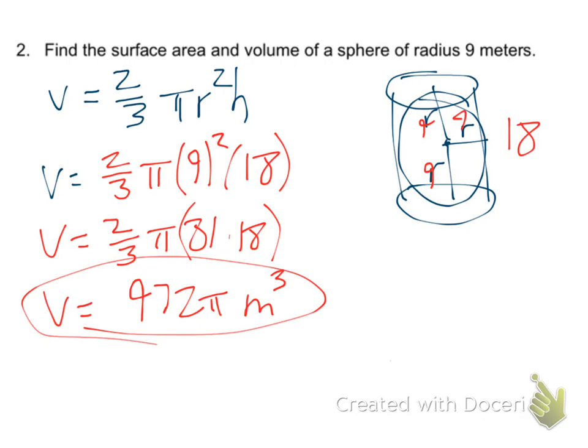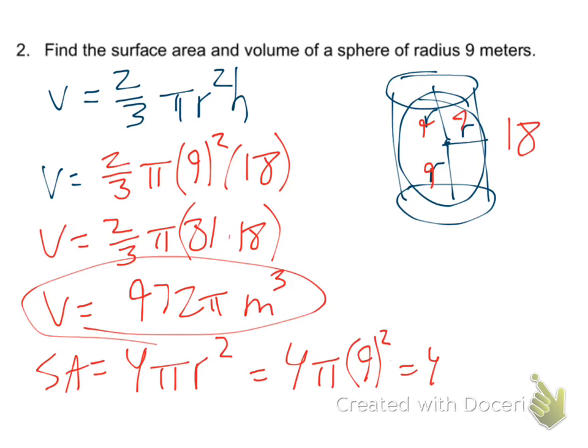And I think we gave the surface area formula, maybe not. The surface area formula, if we didn't have it, happens to be, I would definitely write this down, 4 pi r squared. So that's not too bad. It's 4 times 9 squared, or 4 times 81, and put the pi at the end. 4 times 81 is 324 pi meters squared.